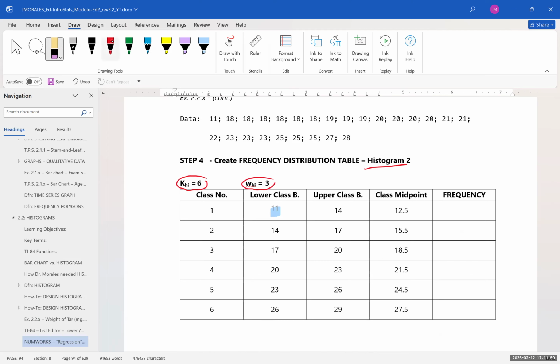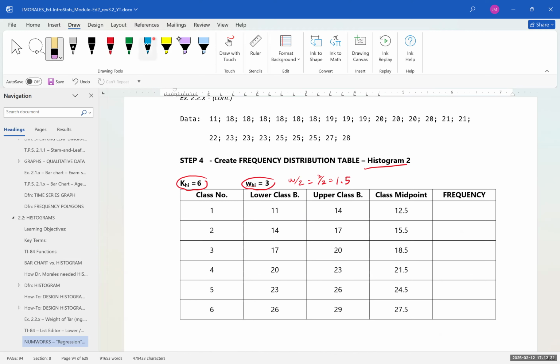And the way I calculated the midpoints is, remember, we can just take the width and divide it by 2. So 3 divided by 2 is 1.5. If we take the lower class boundary and add 1.5 to that, we get 12.5. Take 14, add 1.5, and we get 15.5. Okay, so that's where each of those midpoints came from.